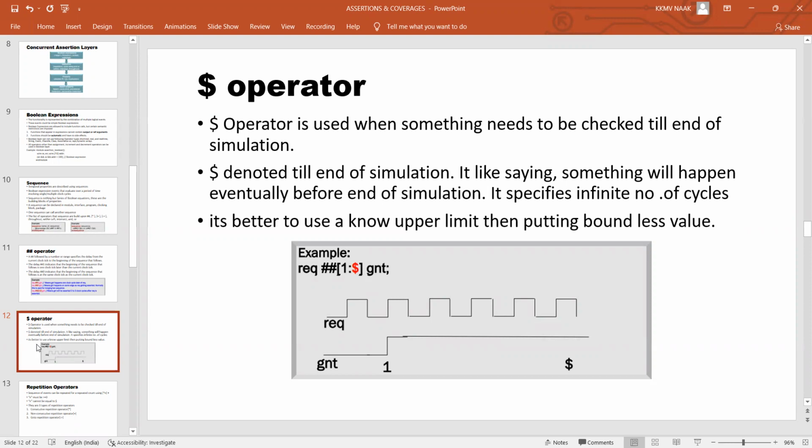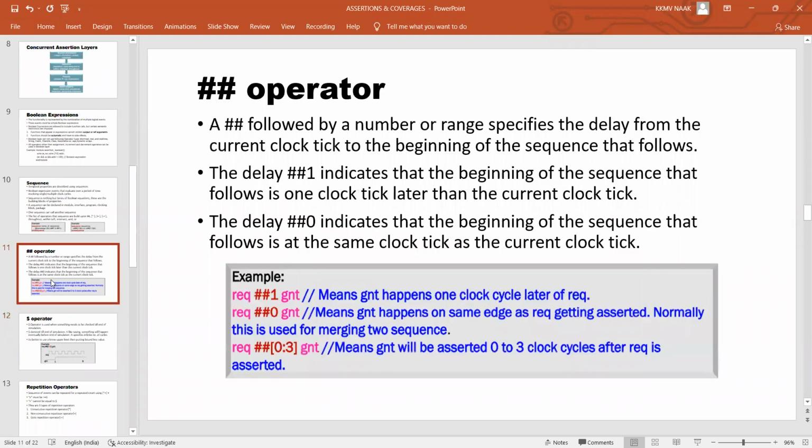Ma'am, in the previous slide for the hash operator, we also had the same condition, right? Request, hash 0 to 3 range. So in that case, in 0 to 3, the grant will be high. After that, it will be low. Yes, because both have the same format of writing, only the range is different. Here we know the upper limit range is 3. If we don't know it, and you want to check this grant signal till the end of your simulation, then you can use the dollar symbol here.